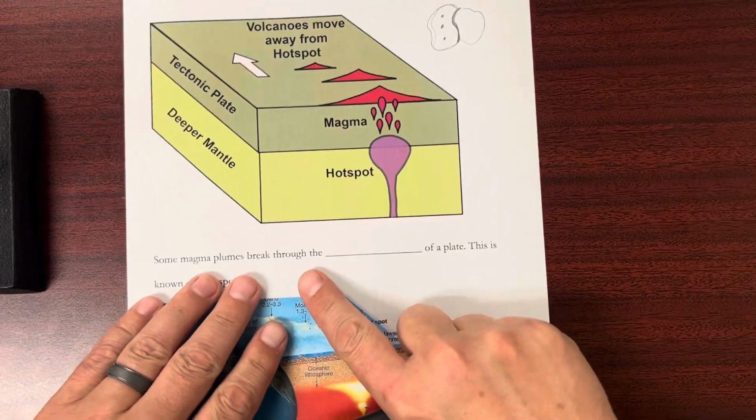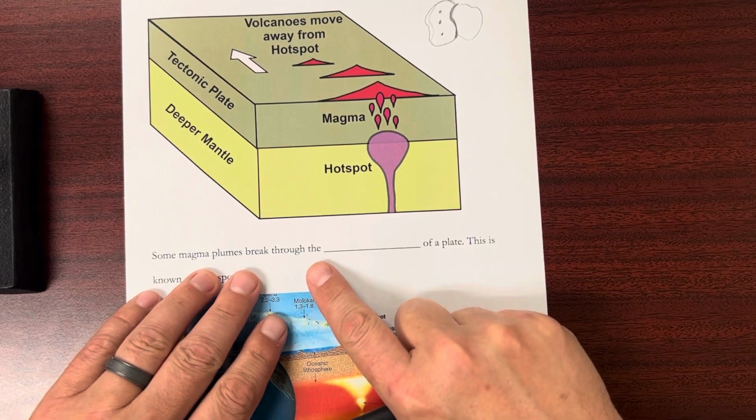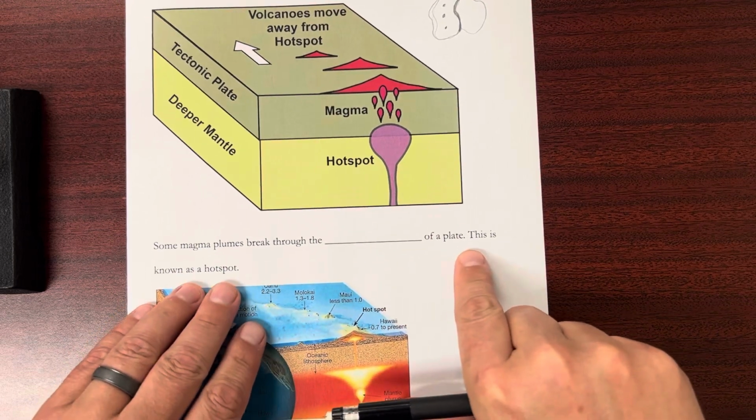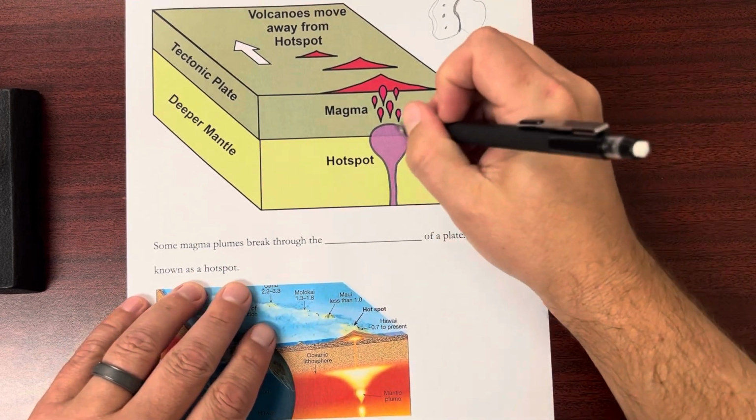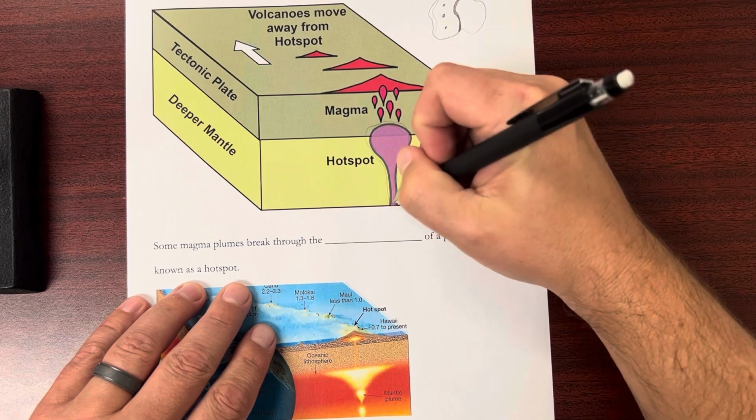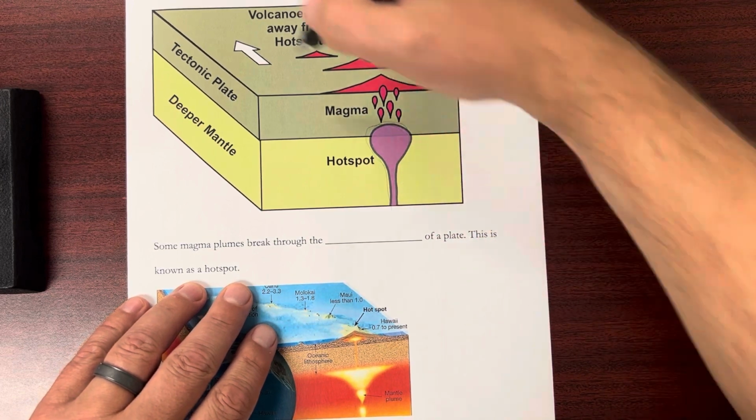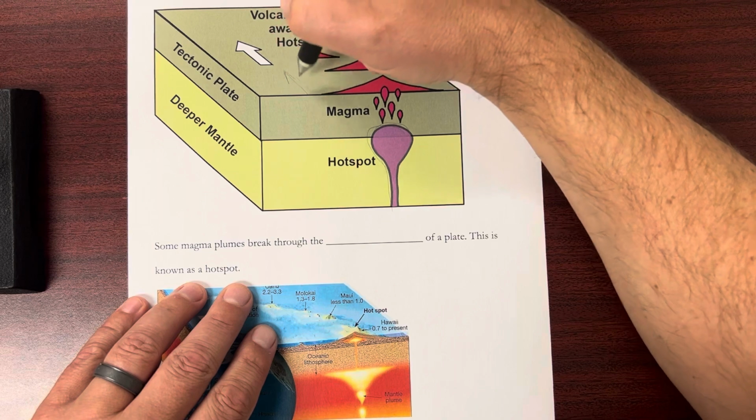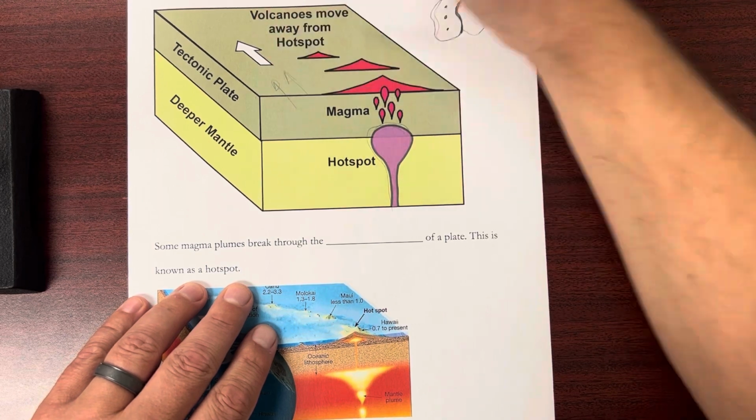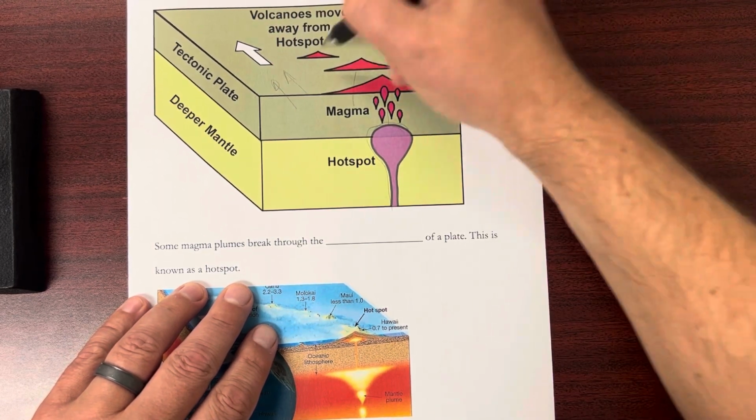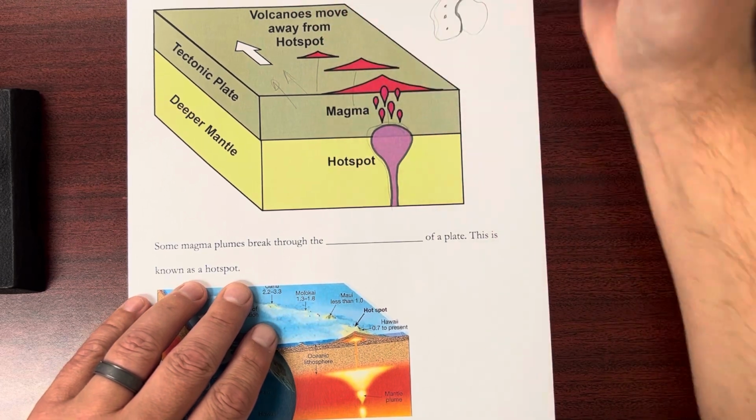Some magma plumes break through the middle of a plate. This is known as a hot spot. So this hot spot here stays in exactly the same place. The plate moves over the top of it slowly over millions of years, forming volcanoes as that plate moves.